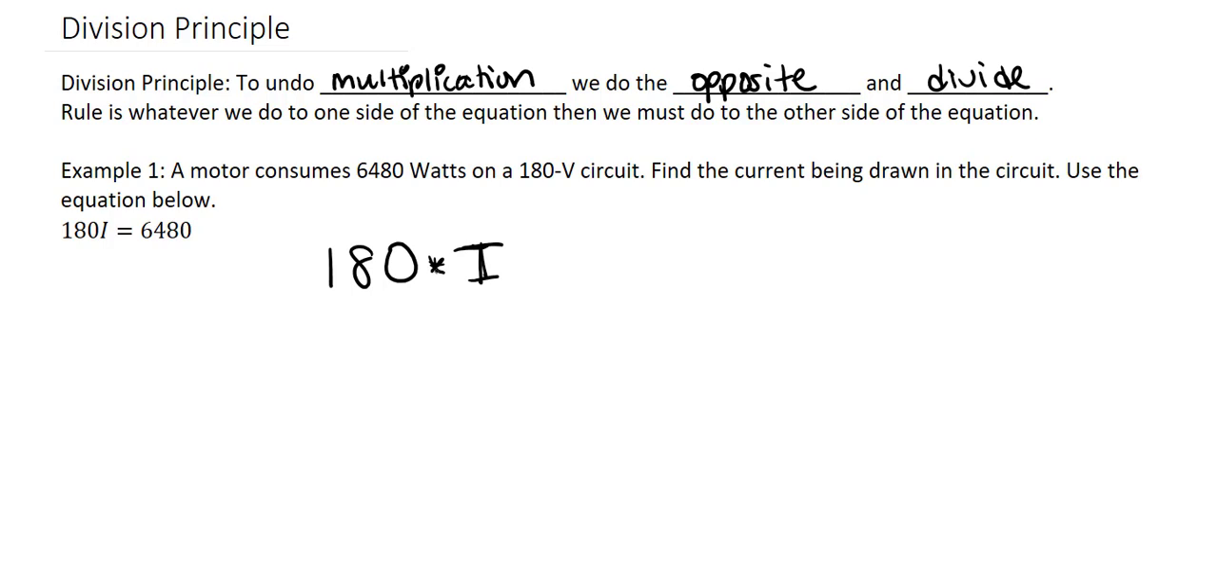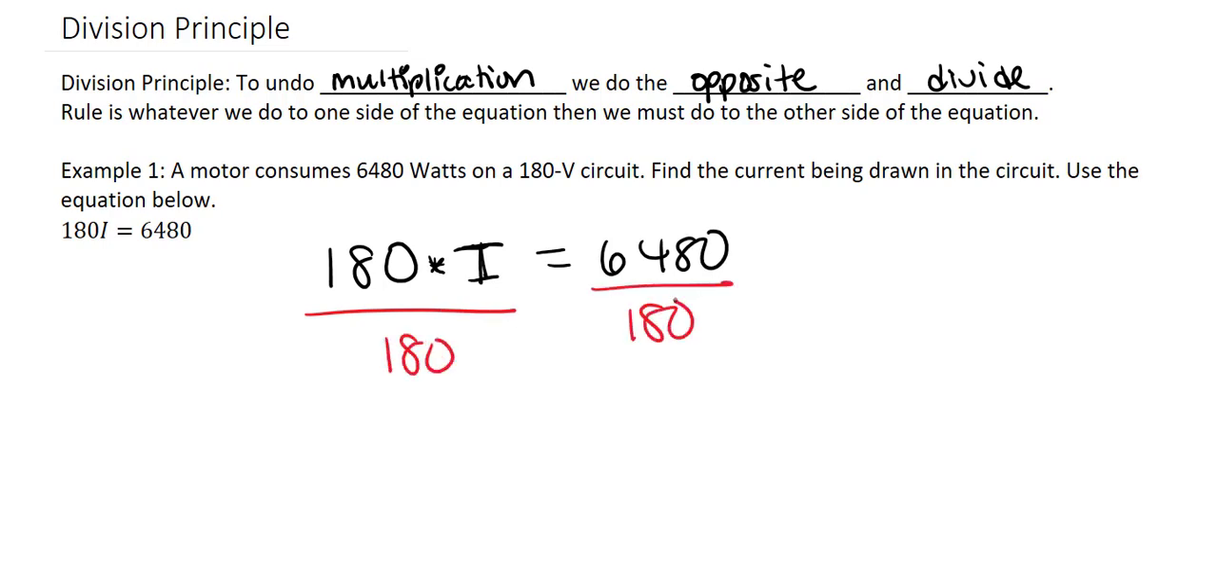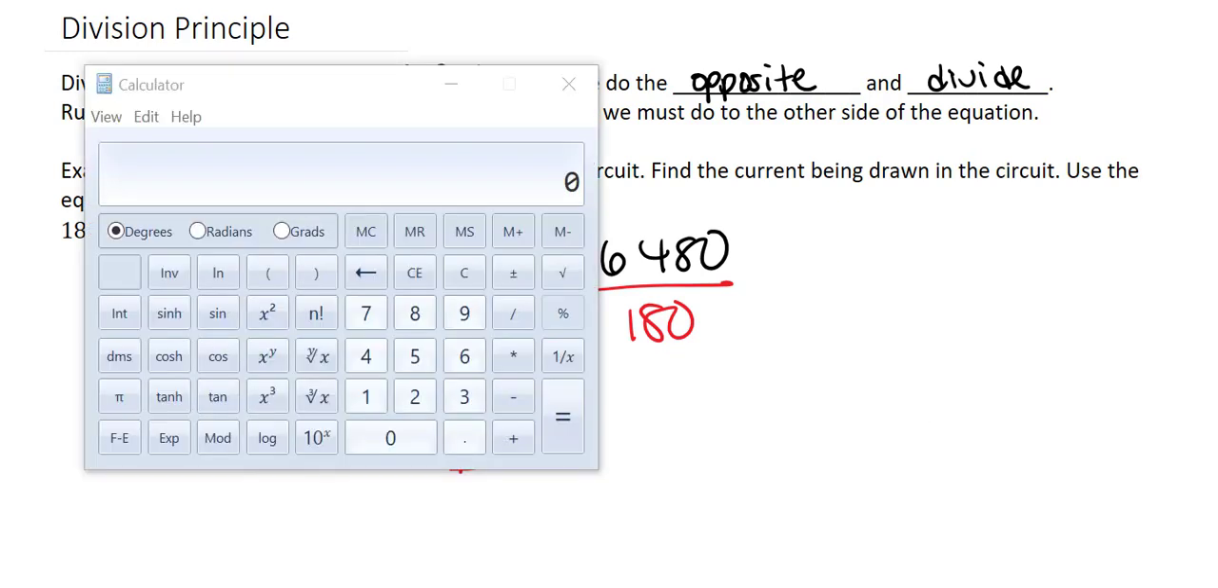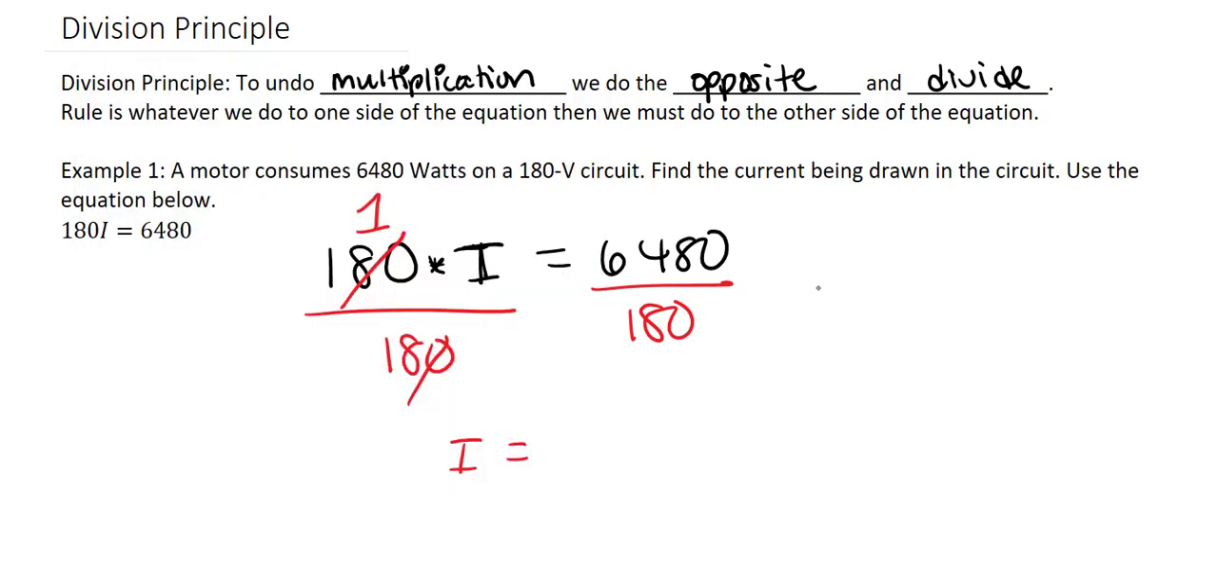Even do this to show that's being multiplied. Well, all we have to do is divide on both sides. So we want to divide by 180 on both sides. Now on the left-hand side, this just becomes 1, so we're really just left with I. So I is equal to, and then we can get our calculators out. And we get 36. And so that would be our current.